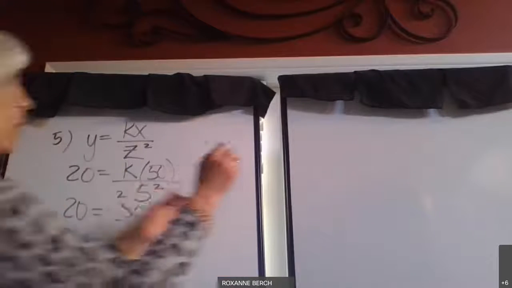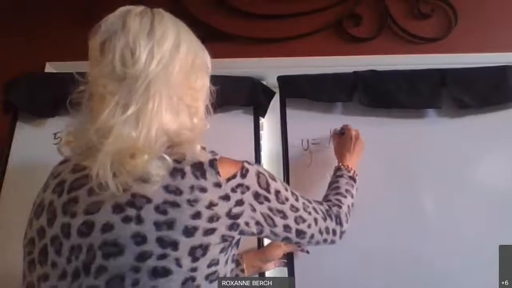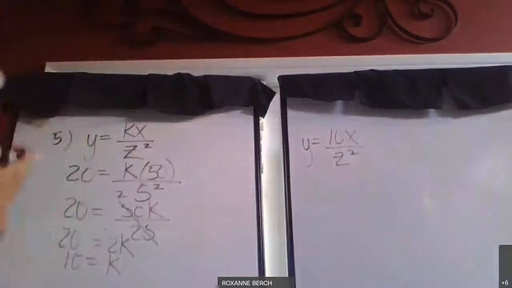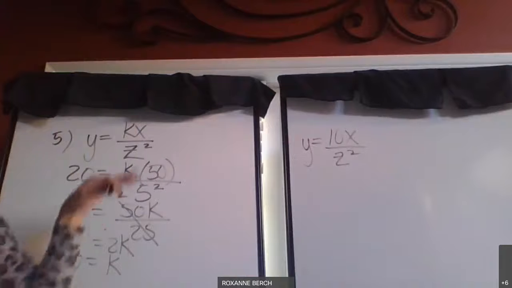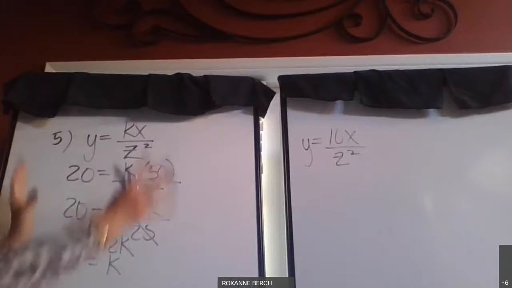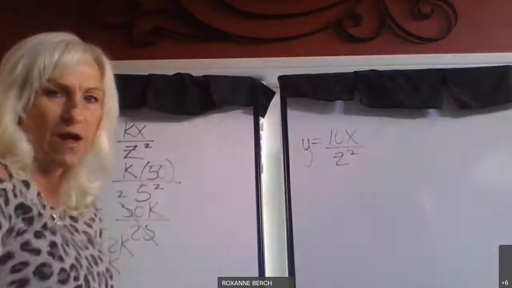So now the equation becomes y equals 10x over z squared. In other words, all we did was put the k in the equation now so we can work the problem that they're asking us to find. You follow that or no? So we did all this so we could just find k. And now I'm going to work the problem.